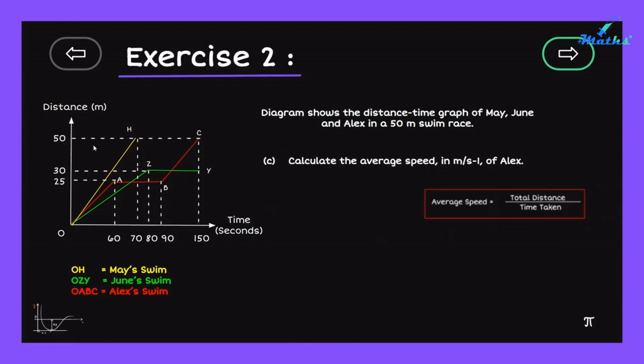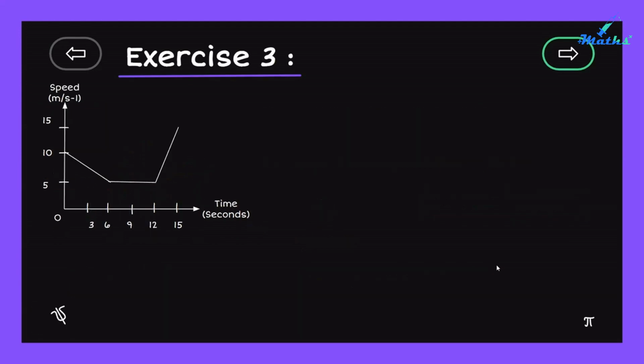So the total distance is 50 m and the time taken is 150. So 50 m divided by 150 equals 1/3 m/s plus 1. So the average speed equals 1/3 m/s plus 1.